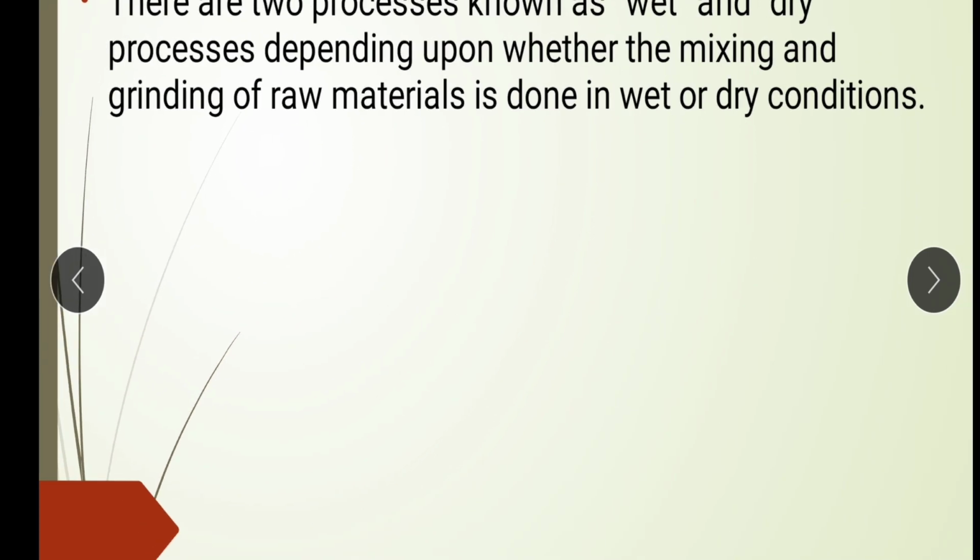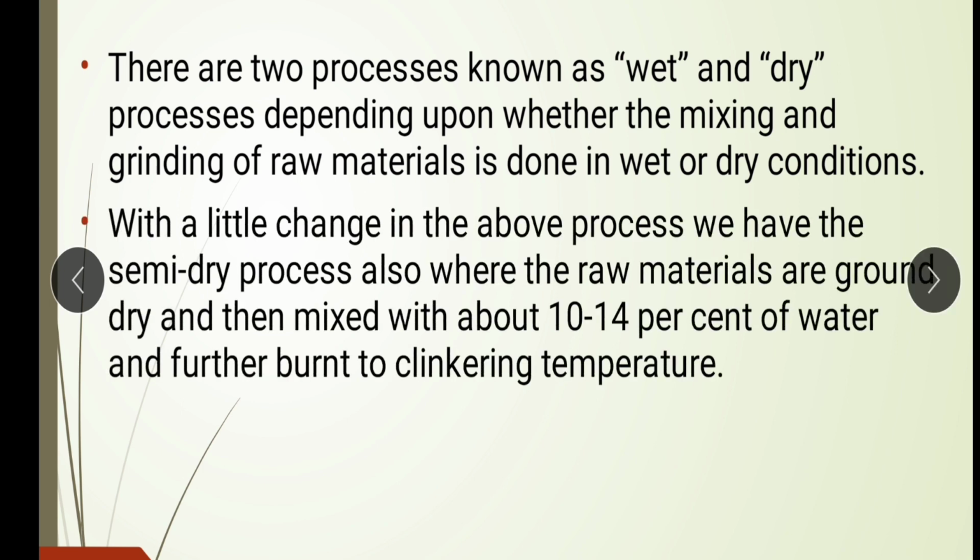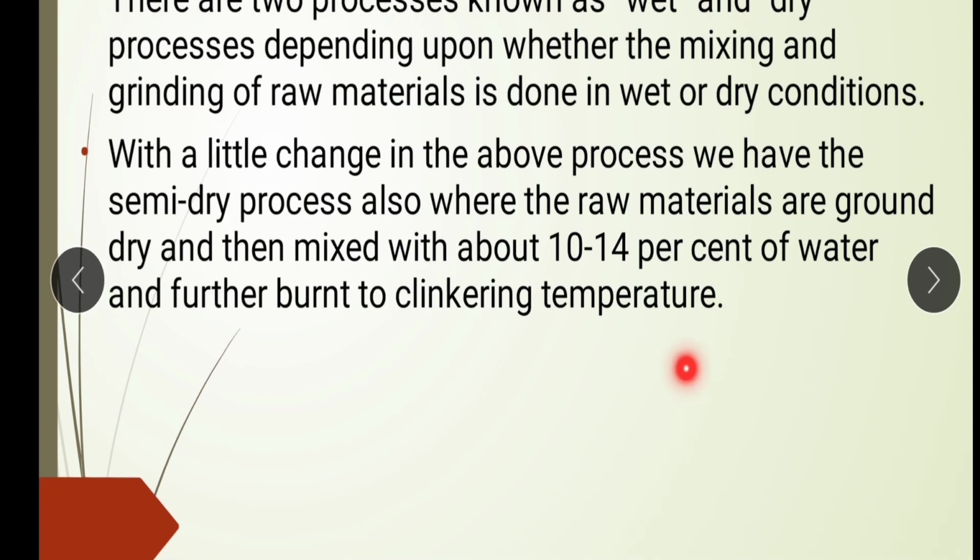based upon the addition of water. Based upon the addition of water, the manufacturing processes are classified into two categories: either a wet process or a dry process. The name itself indicates it: wet means we add a little amount of water to mix the clinkers or raw materials in a proper way, and the dry process is without adding any water to the powder form of raw materials. Directly we burn at a temperature of 1300 to 1500 degrees centigrade.